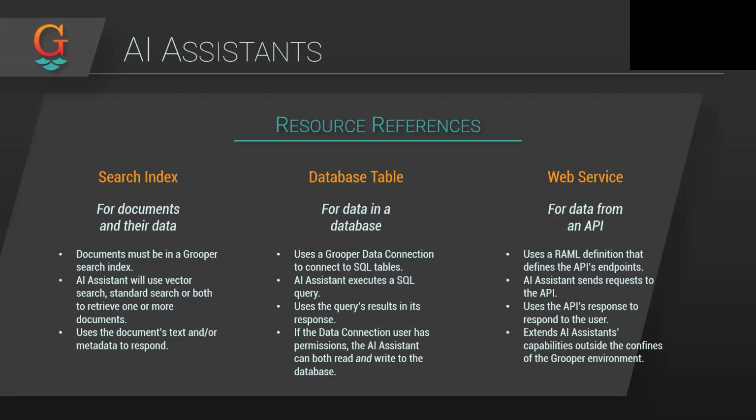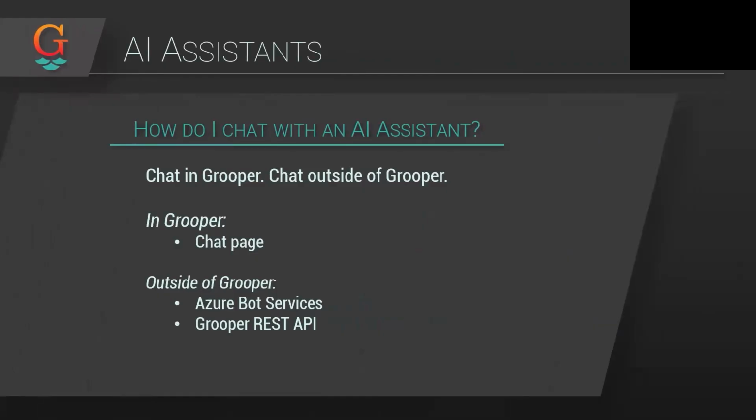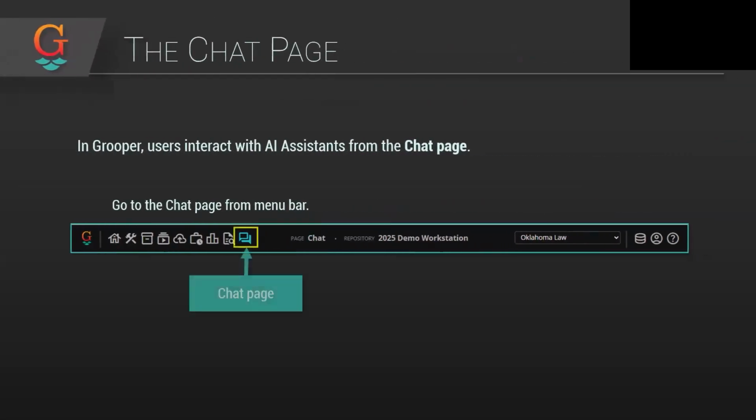Okay. So that's a lot about AI assistants and the different types of resources that they have access to. But how the heck do you use them? There's a couple of different ways that you can interact with an AI assistant or chat with an assistant. You can chat in Grooper. You can also chat outside of Grooper as well. Let's start with in Grooper and the Grooper chat page.